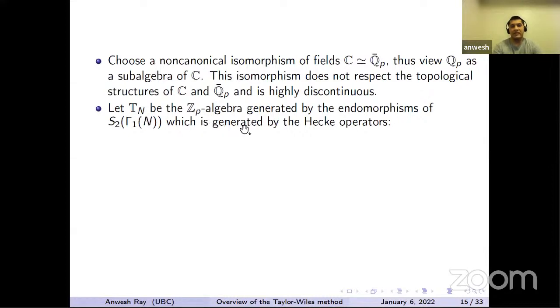So T_n is the Z_p algebra generated by the endomorphisms of S_2(Gamma_1(n)), the weight 2 cusp forms on Gamma_1(n), which is generated by the Hecke operators. So it's the same Hecke operators as before: T_l, U_l, and the diamond operators. So these are Hecke operators. They generate the Z algebra, but we can extend that to a Z_p algebra.